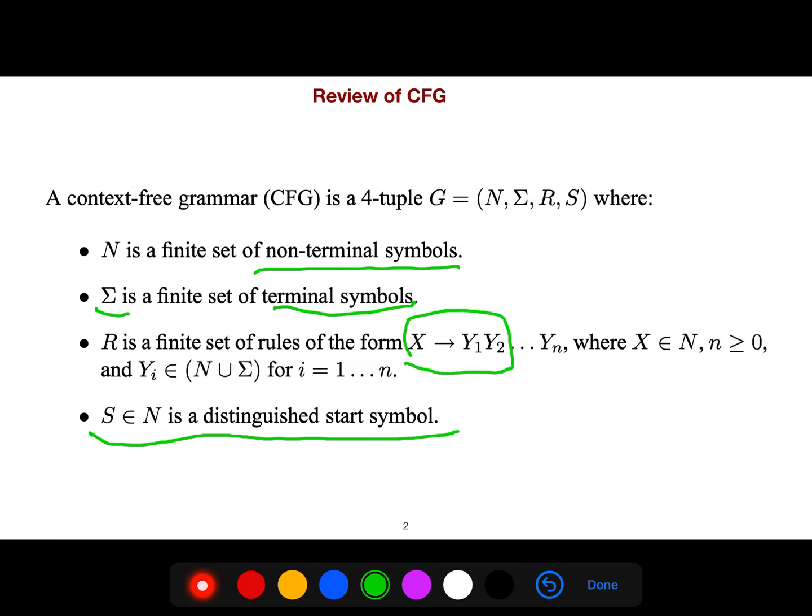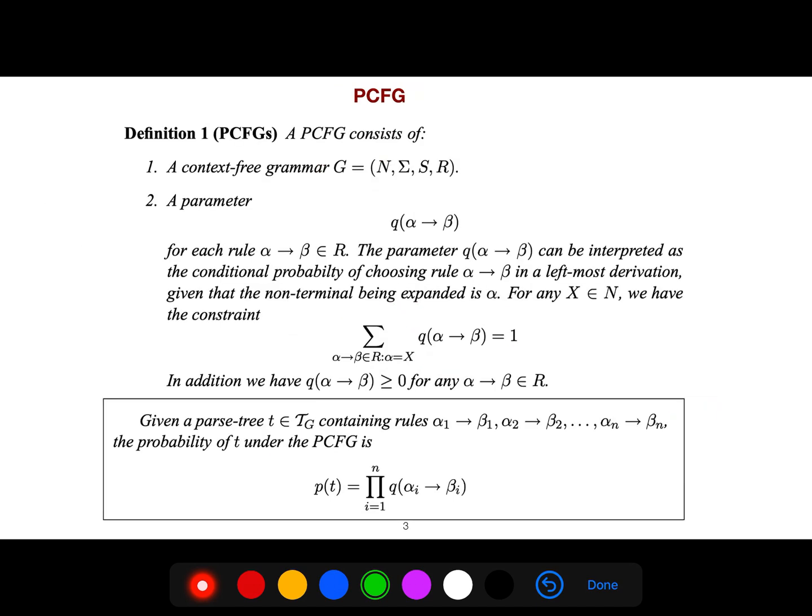X goes to Y1, Y2. This is binary because Chomsky likes that, but it has a deeper meaning: why it is better to be binary. I've seen some Chinese articles in syntactic parsing. They use more than one, like this, but their approach is that they are not taking advantage of something that you will see in the future.